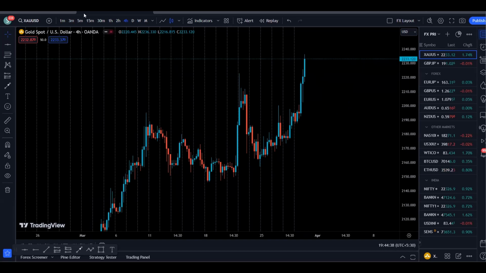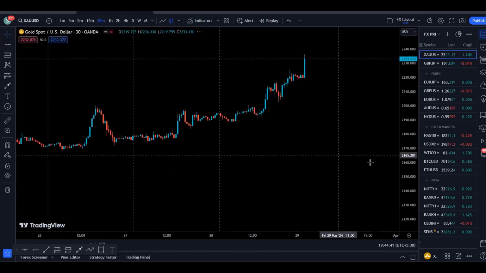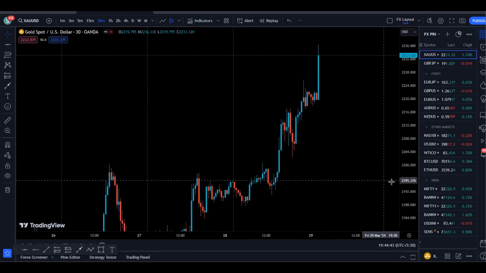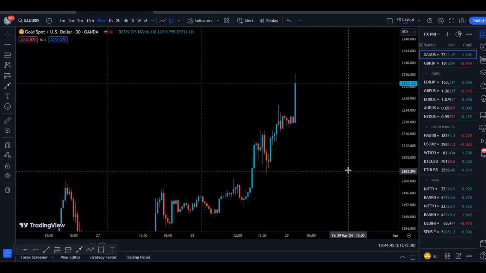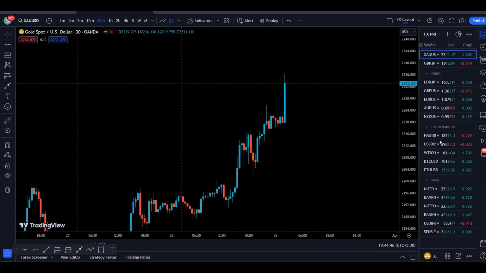Now let's go to a 30-minute time frame directly to see exactly what is happening on the 30-minute time frame. On the 30-minute also we are very much bullish because we are making higher highs and higher lows. We created a high, higher low, higher high, higher low, and after that we broke this high and created a new higher high. So again, as we saw in the higher time frame, there is a very high probability for the price to come down for a pullback.